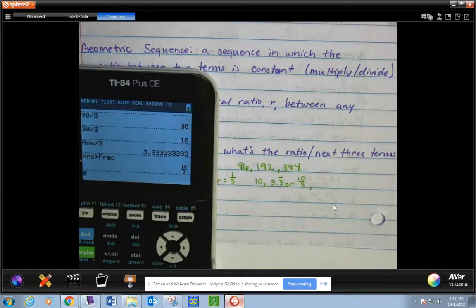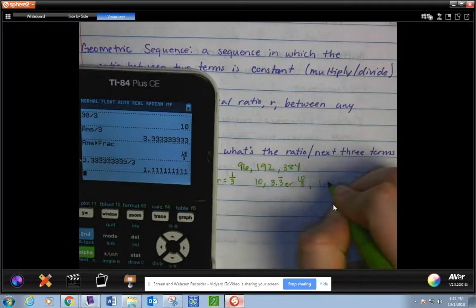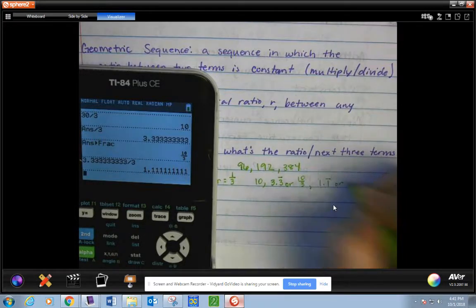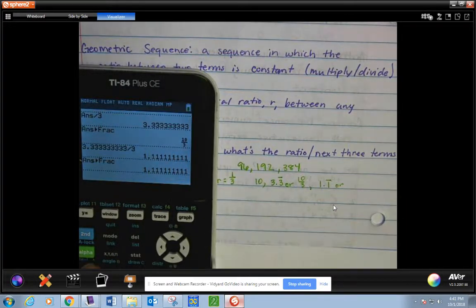Okay, now I'm going to take that. So I'm going to go back up to this problem. I'm going to get my 3.3 repeating, and I'm going to divide by 3 again. And that gives me 1.1 repeating. Or again, you can do math, enter. It did not work. So let me do.